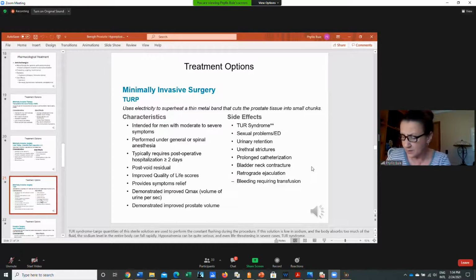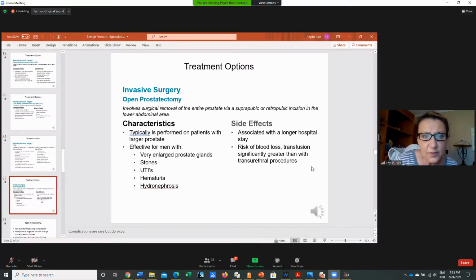Now, the other thing that I wanted to make sure that I mentioned to you before we move on is, well, let's go to the next slide and then I'll tell you about that. Is the invasive surgery, an open prostatectomy, and it's where they go in through a suprapubic or a retropubic incision in the lower abdominal area, kind of like in the bikini line where ladies have hysterectomies. They go in that area, and the reason that they do this particular type of procedure is because the gland is too large for them to remove any other way.